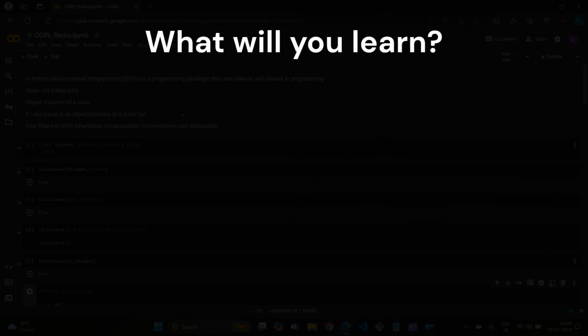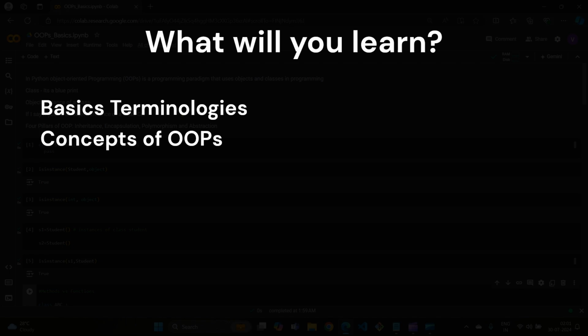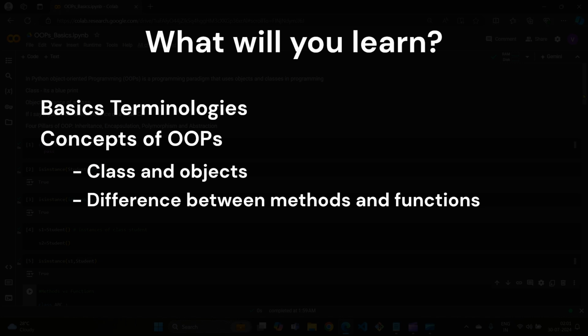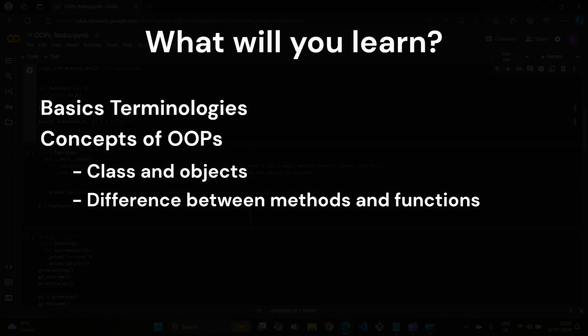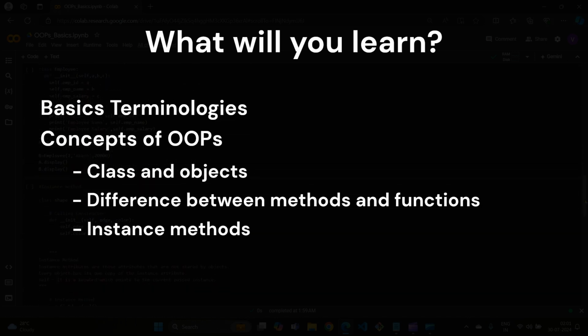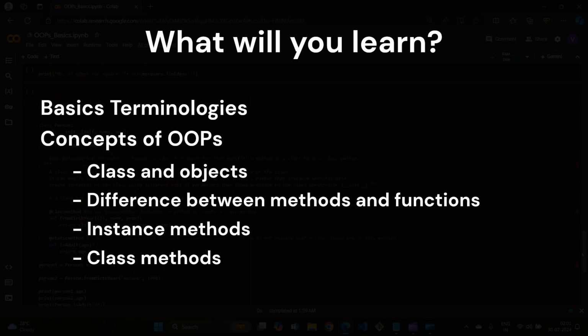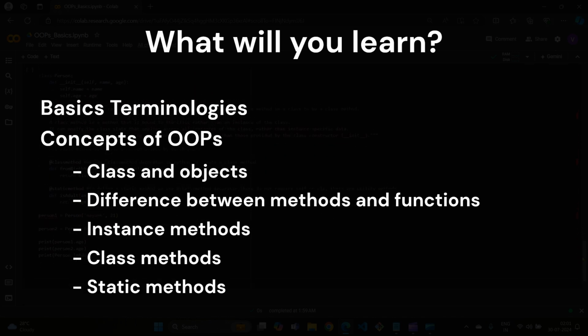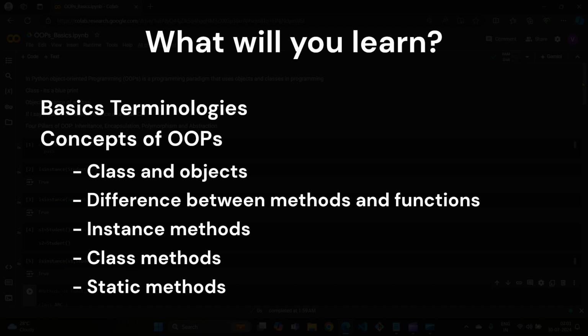In today's video we will discuss the basic terminologies and concepts of object oriented programming, that is class, object, how to create a class, what is the difference between methods and functions, what is the init method, what is the self parameter that is passed when we define methods in a class, then what is an instance method, class method, and what is a static method. So if you are someone who is looking forward to learning object oriented programming from scratch, this video is for you.